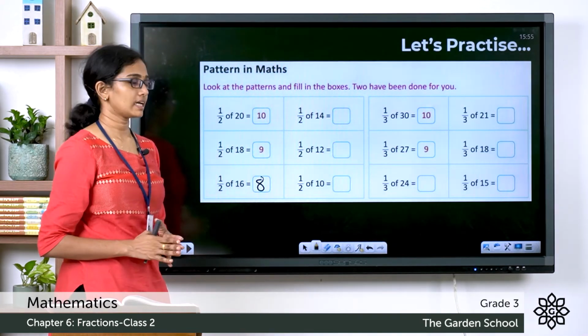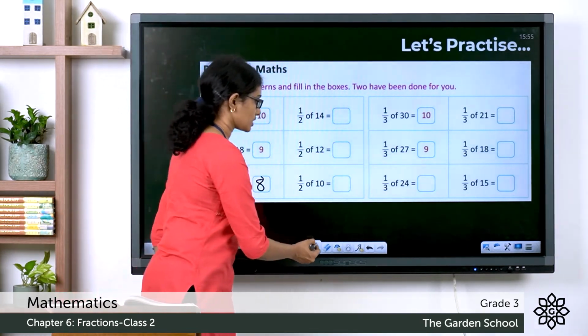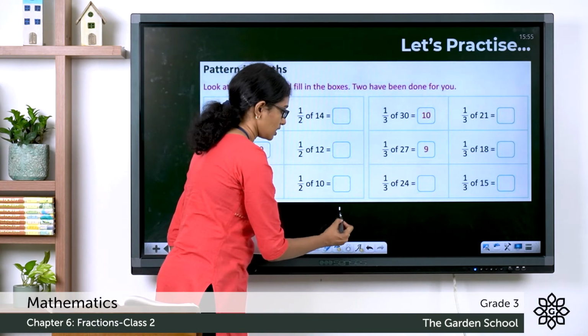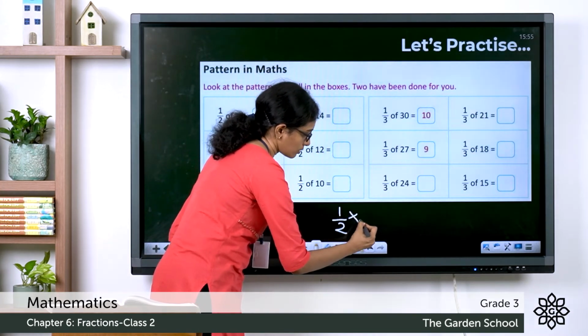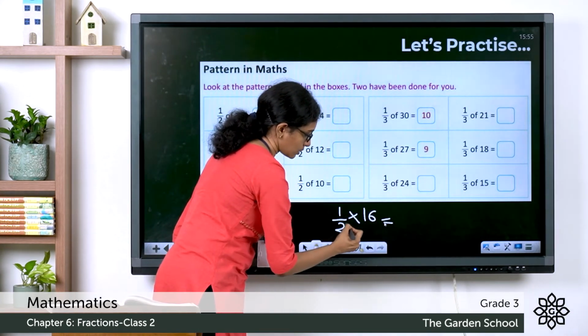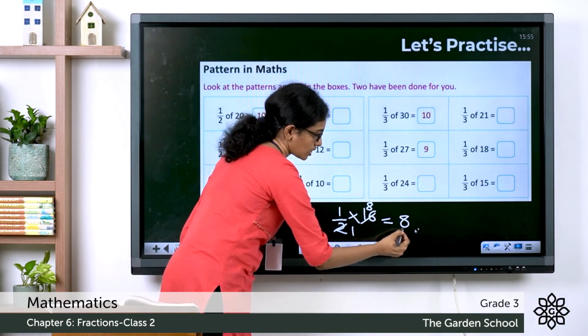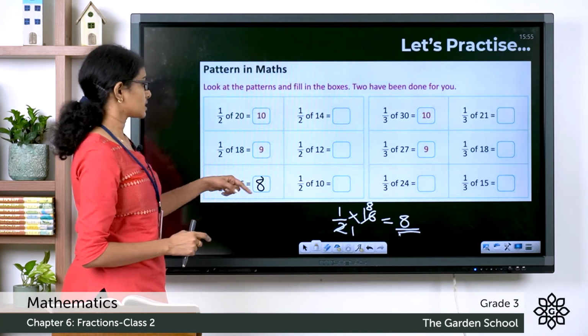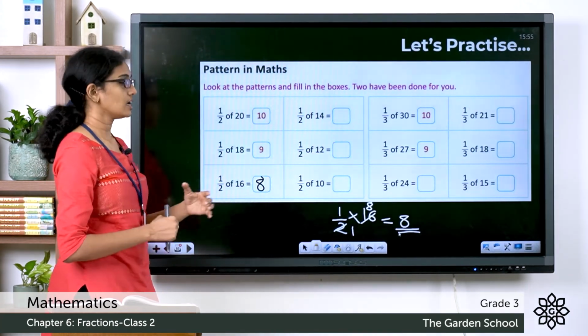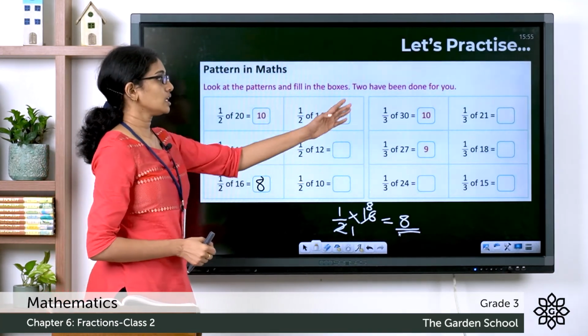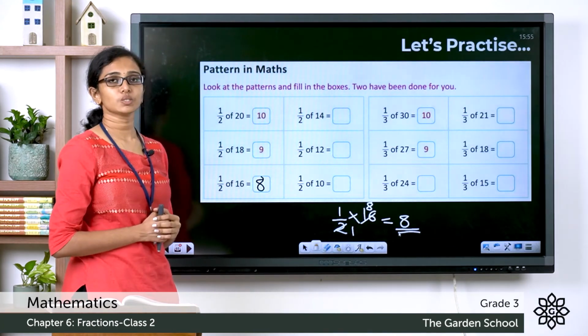Let's check if it is 8 itself. 1 by 2 of 16. What is 1 by 2 of 16? 1 by 2 of 16 is 1 by 2 into 16. That would be equal to, after cancelling out common factors, 1 into 8 is equal to 8, which is the number we wrote here, and that is the correct answer. Similarly, you can complete the other patterns as well.